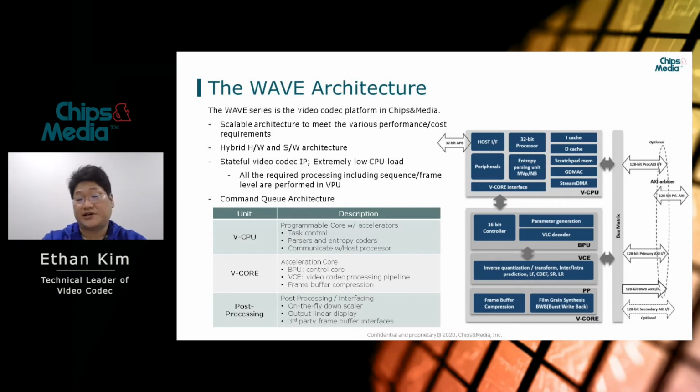The vCore is an acceleration core for video codec. The vCore has a simple control core called BPU, a bit processing unit, and a video codec processing pipeline called VCE, a video codec engine. It also has a post-processing unit to support output interfacing and post-processing.